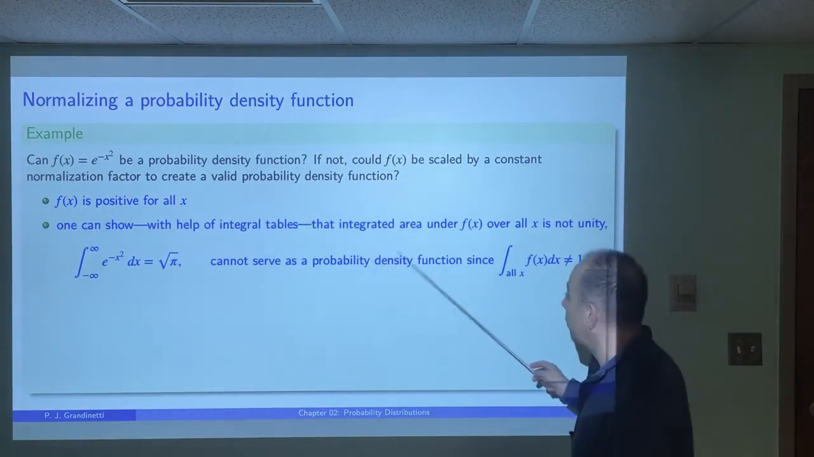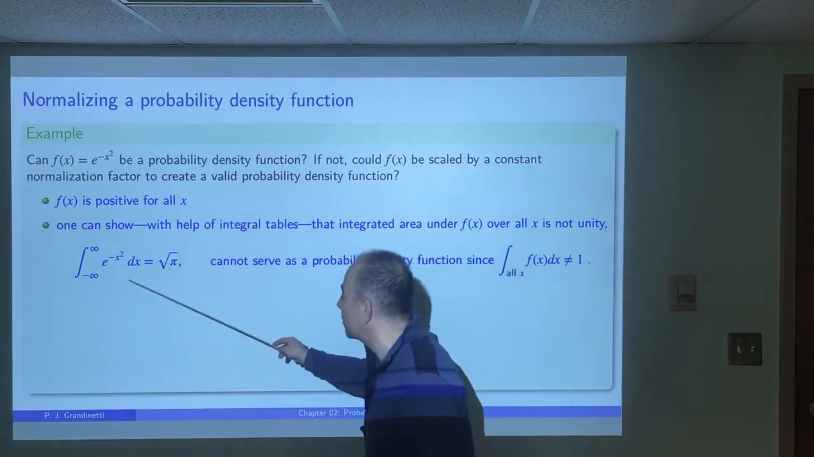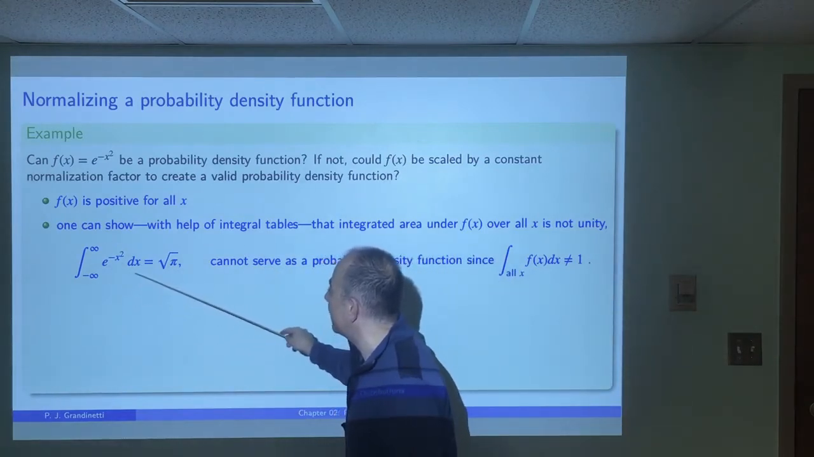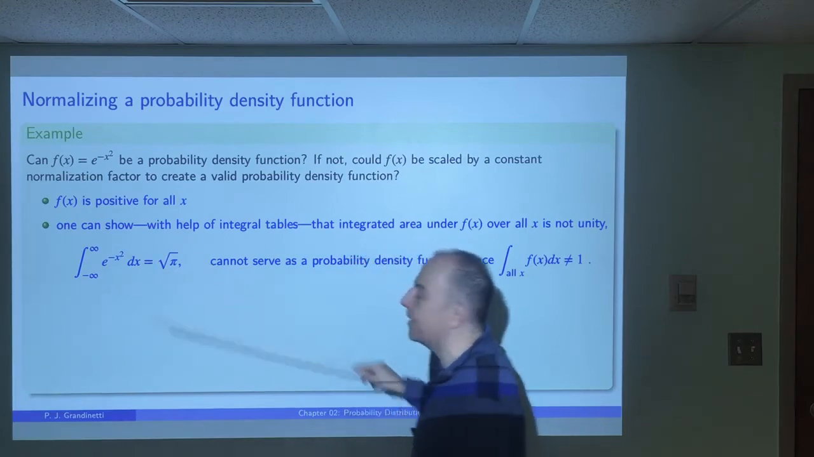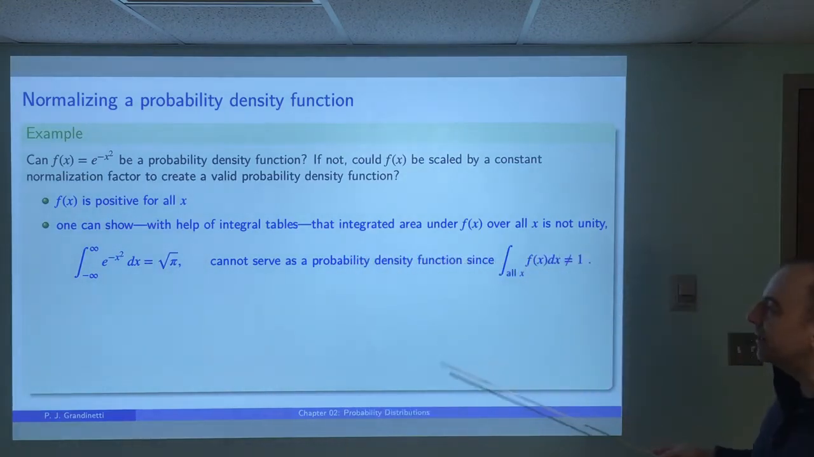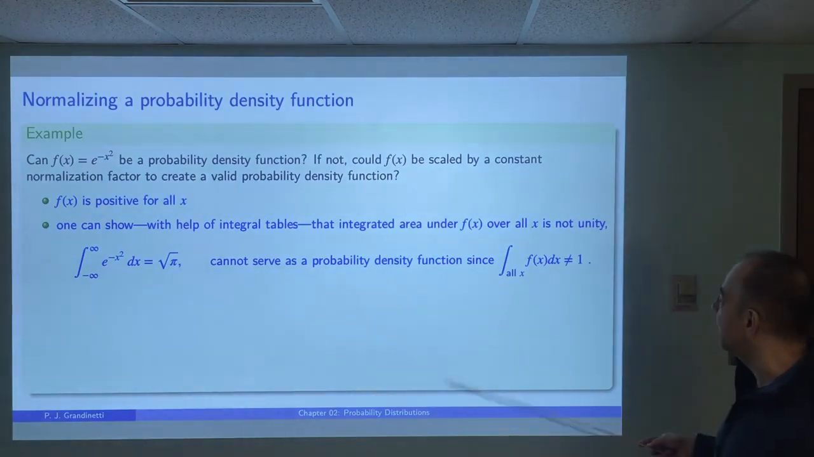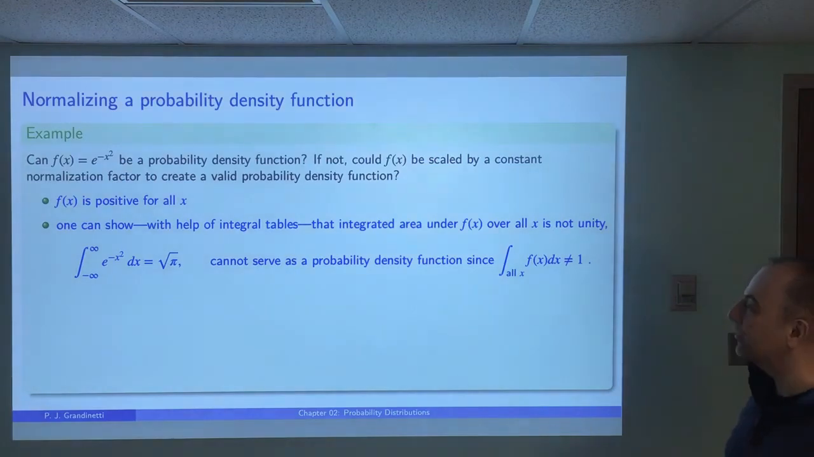But we can also go look up, say, some integral tables. If you look this up in an integral table, you'll find that this integrated from minus infinity to infinity gives you a value of square root of pi. So clearly, the integral of this is not unity. So it can't serve as a probability density function because the area under the curve is not 1.